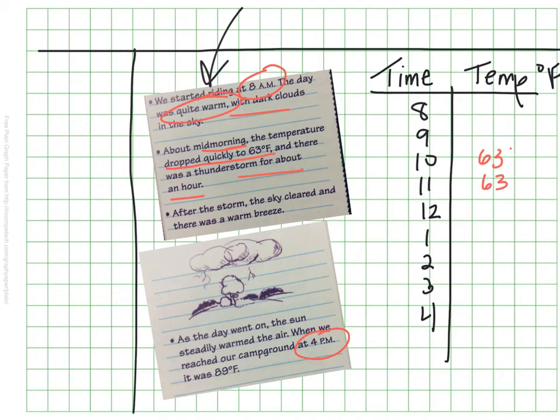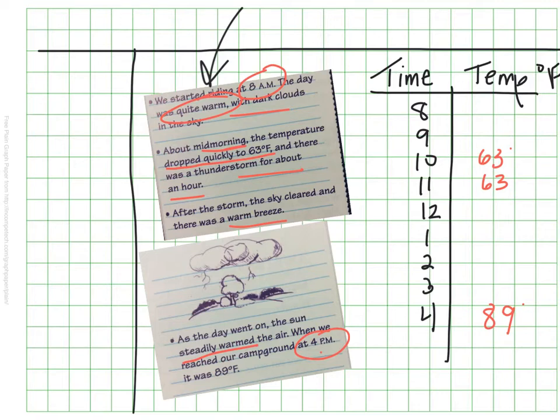From there I can see that the storm ended and there was a warm breeze, so my guess is the temperature went up a little bit, but I'm going to come back to that. I'm just going to keep reading and see if there's any more specific information. It says as the day went on, the sun went steadily warm, and they reached their campground at our 4 p.m. time, and it was 89 degrees. So that's another piece of information that we know. So I have some basic information. I'm going to try to piece in the rest of it.